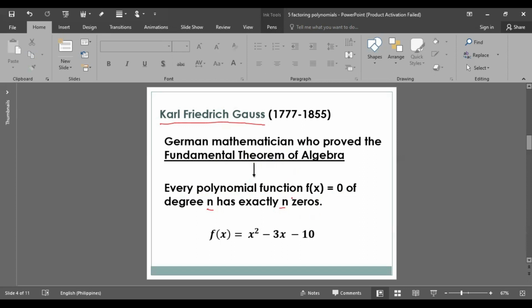So it simply says that whatever the degree of a polynomial expression is, that would also be the number of roots or zeros. So these two terms are interchangeable. They have the same meaning in math. Say for example, here, since the degree of this polynomial function is 2, then it has 2 roots or zeros.